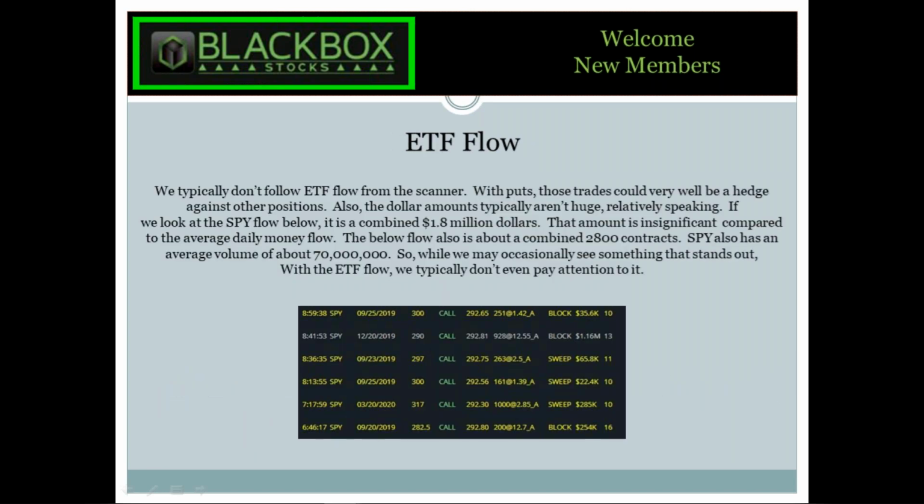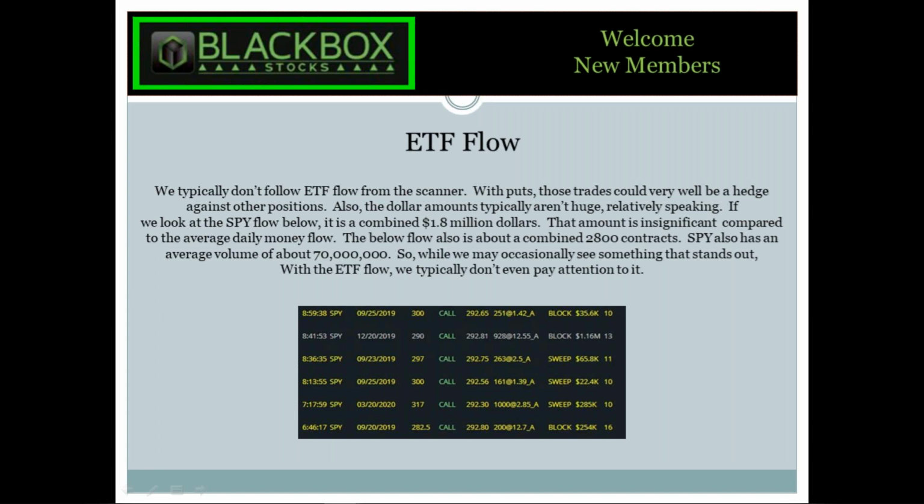I want to make a note on ETFs. We typically do not follow the ETF flow. The reason we don't follow ETF flow, let's say you see a bunch of Qs come in, puts. Someone put $1 million into Q puts. Wow, $1 million, that's a big position. If that person has a $45 million tech heavy portfolio, and they put $1 million into a particular Q put contract, what does that tell us? They think the Qs are going to drop, so we should follow that trade, hoping the Qs drop.